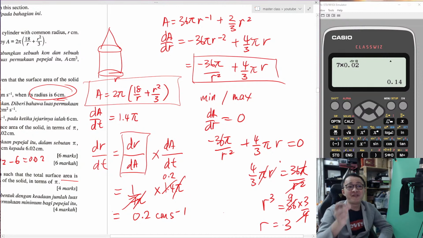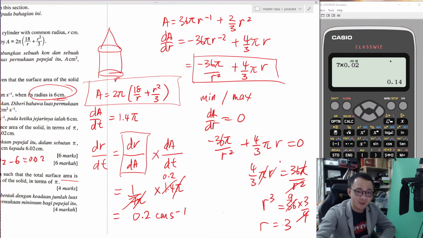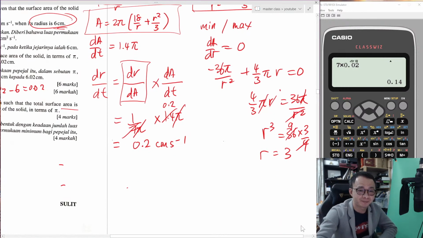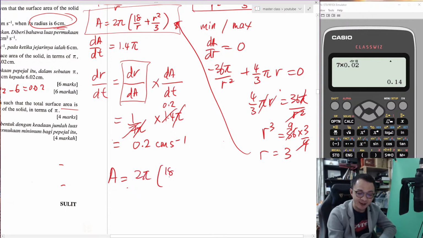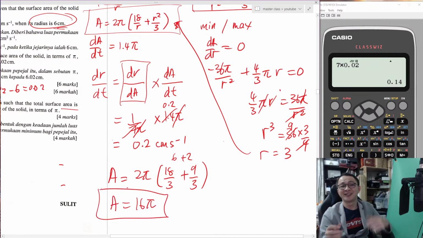But remember, we are not finding r. We're finding the minimum area. So what we want to do right now is sub back into the A formula. This is the A formula here, isn't it? So we want to find the area, don't stop at r here. This is 2 pi, 18 divided by 3, plus 3 squared is 9 over 3. So here is 6 plus 2 is 8. 8 times 2 is 16 pi, isn't it? Yep, this is my minimum surface area.